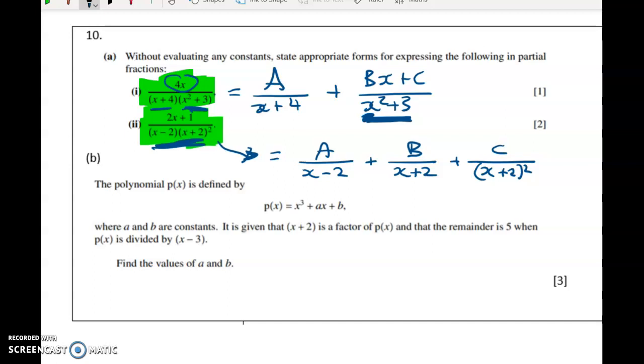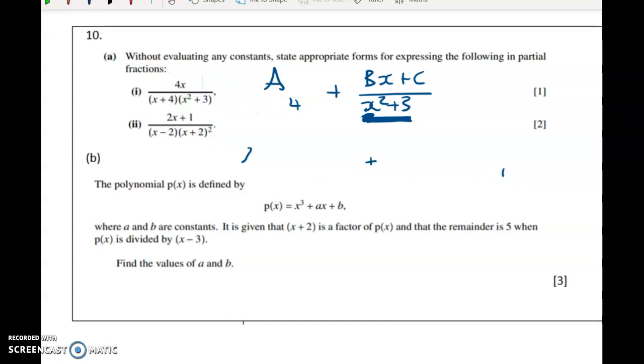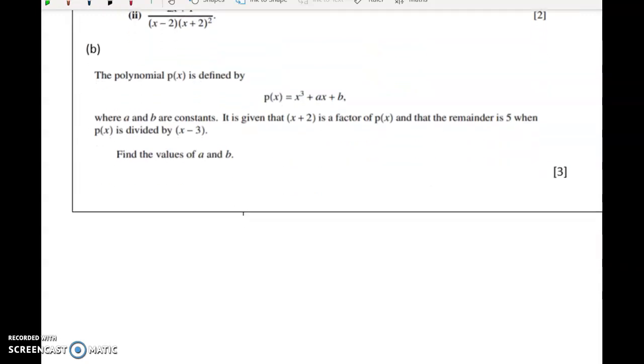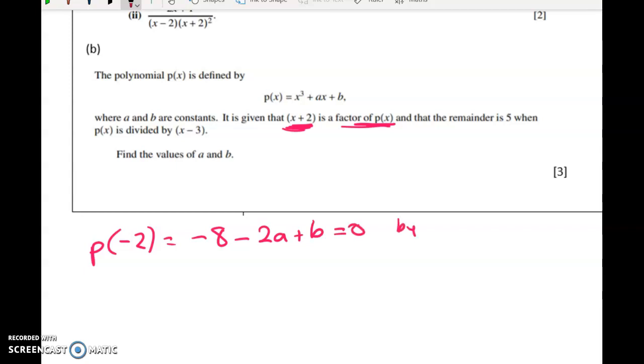Now, I think I've just got time to do this very easy last 3-mark question. None of you, I don't think, made the mistake you did earlier in the year of trying to do them by long division, which was a good thing. And that was noted in the examiner's report. These questions are really easy if you remember the factor theorem and the remainder theorem. So we're told that x plus 2 is a factor of p of x. So that means that p of negative 2 is going to equal 0. Negative 2 cubed is negative 8, minus 2a plus b is equal to 0 by the factor theorem.